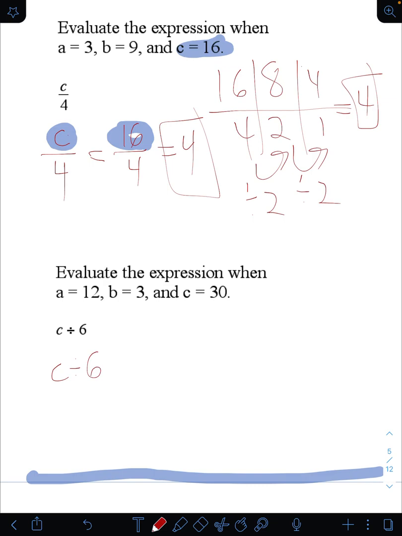C divided by 6. C is what I care about, and C is, oh, right there. So I do 30 divided by 6. So how many times does 6 go into 30? Or what times 6 gives you 30? Well, that's a 5. There we go.